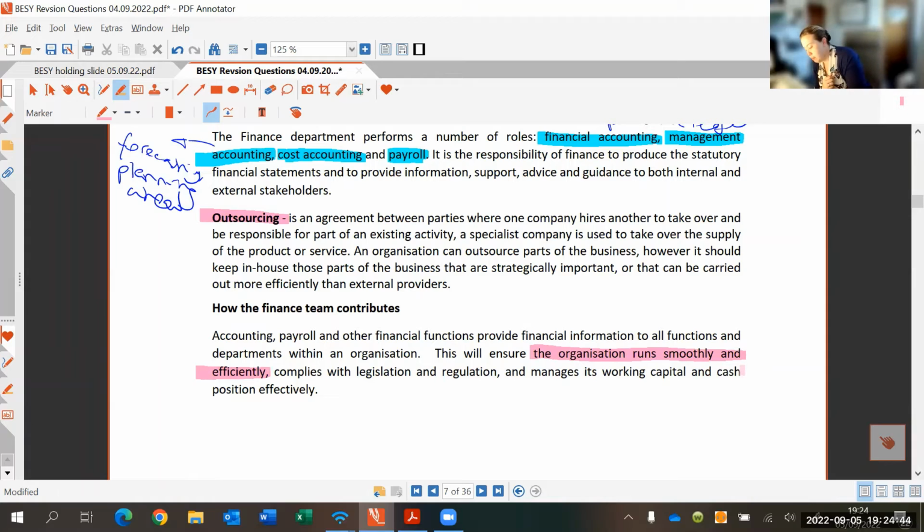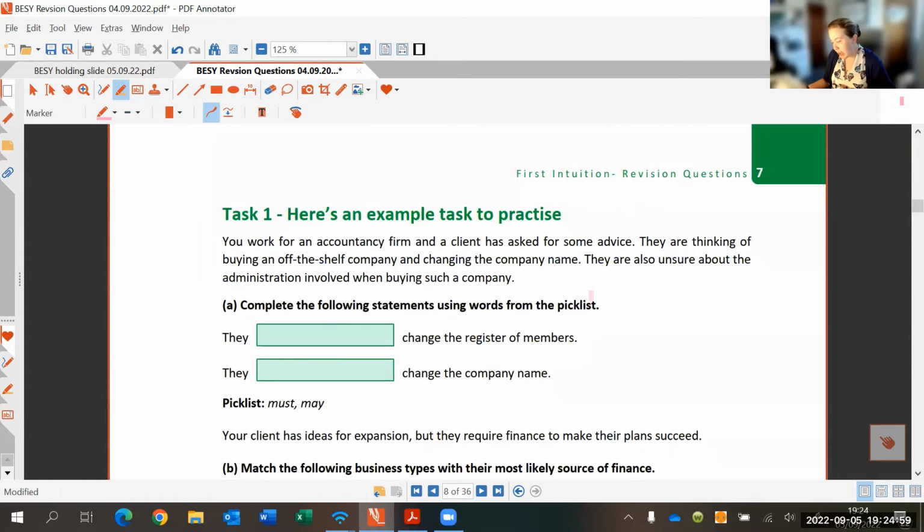I mean, this is really, really important, that we're managing what we call working capital, and that's our cash position, to make sure we're not going to run out of money, because in the end, that's the most important thing. Right, I've talked enough. I think it's probably time that we had a look at some questions.